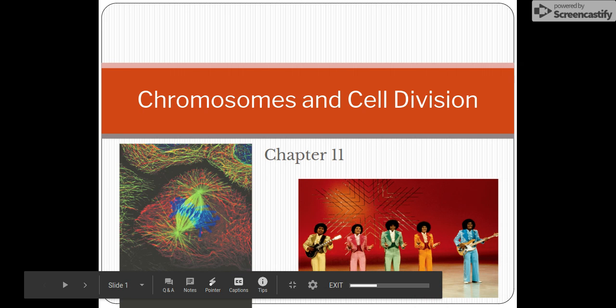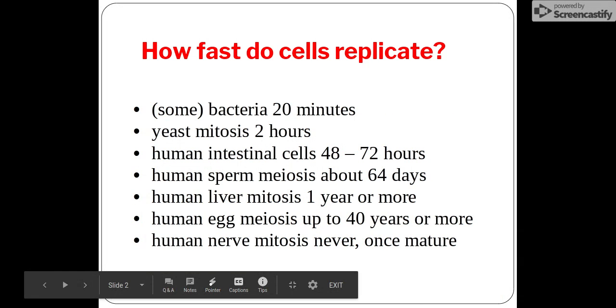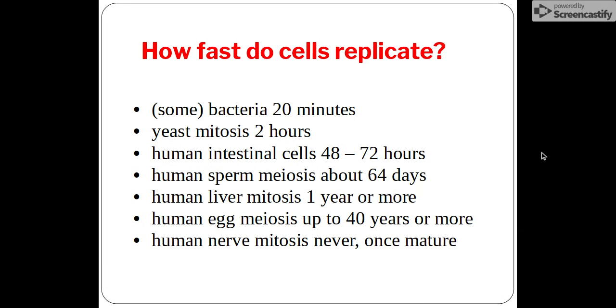All right. So looking at chapter 11 here, we're going to talk about chromosomes and cell division. Specifically in chapter 11, we're looking at the process of mitosis. Okay. So this just gives us a general idea of how fast our cells replicate. So how do we go from one cell to two cells and so on?